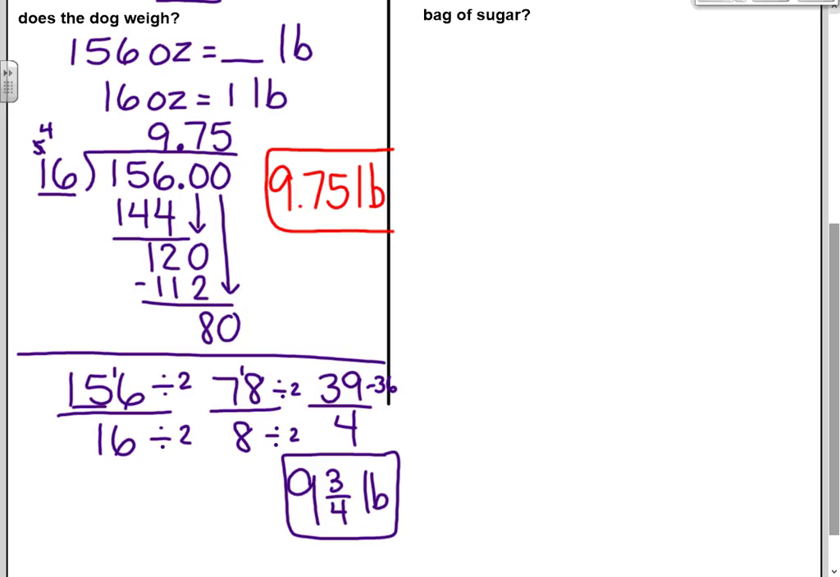You can decide which way you prefer to do the division, because when you're taking your test, you're not going to be allowed to use a calculator. You're going to have to be able to do the division on your own. All right.